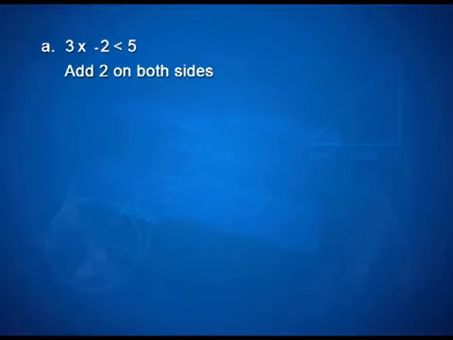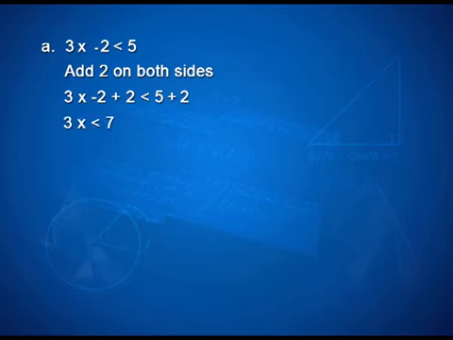Let us solve the inequality 3x minus 2 is less than 5. To solve the inequality, I need to get rid of the minus 2 on the left hand side. Therefore, add 2 on both sides to get 3x minus 2 plus 2 is less than 5 plus 2. So, 3x is less than 7 or x is less than 7 by 3.